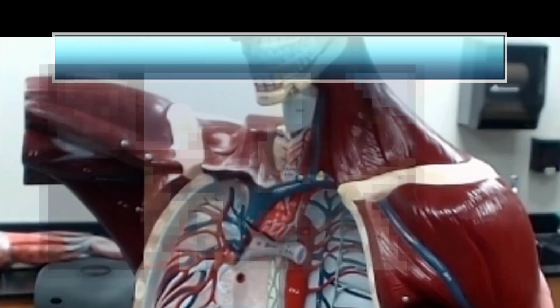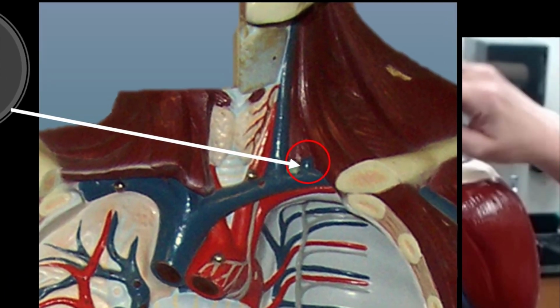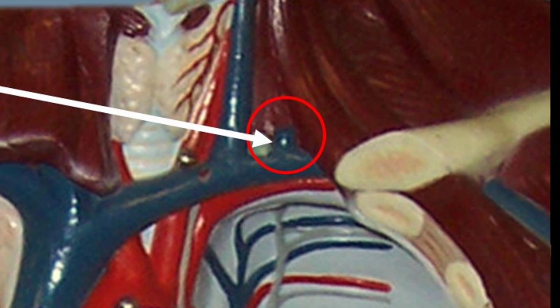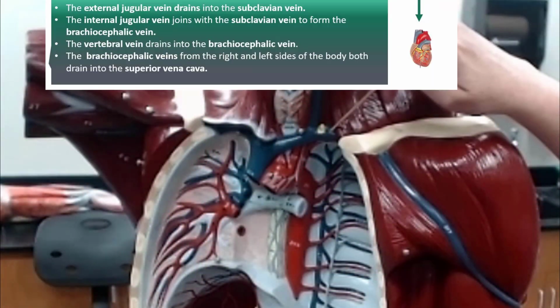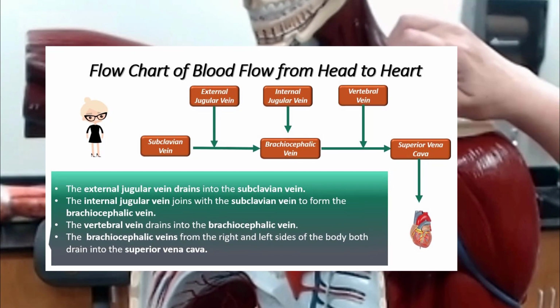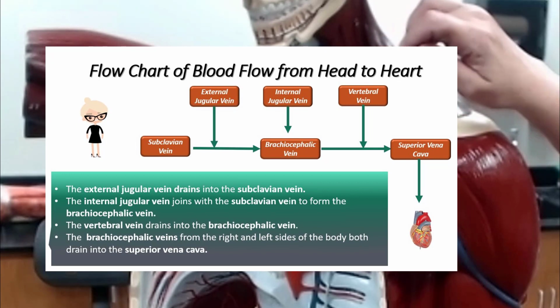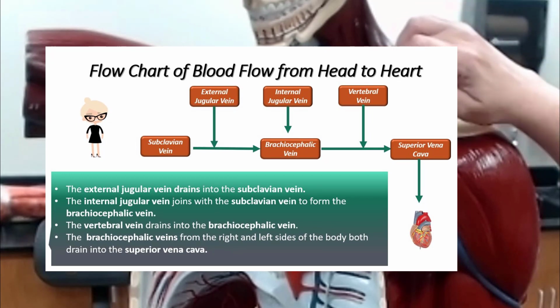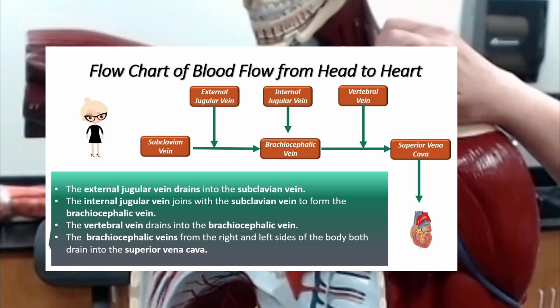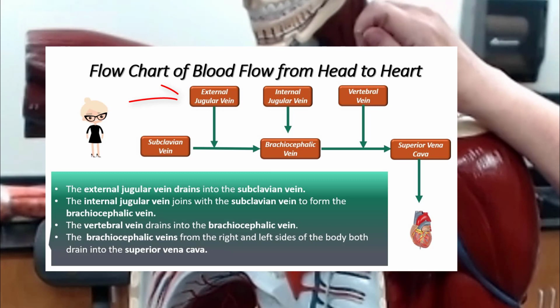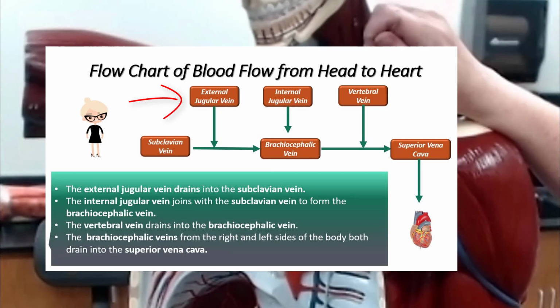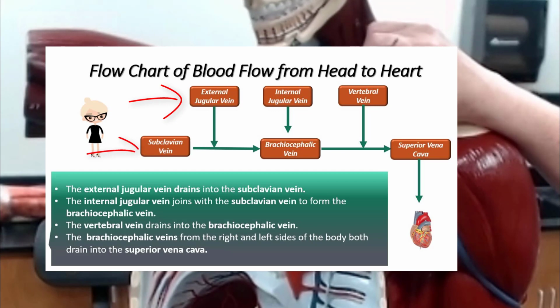So the internal jugular vein is going to join with the subclavian vein to become the brachiocephalic vein. So it actually joins with the subclavian to become the brachiocephalic. Okay. So the external jugular vein is going to drain into the subclavian vein.